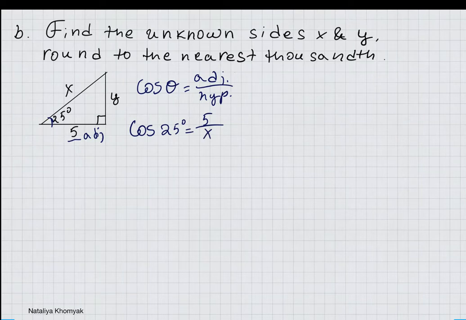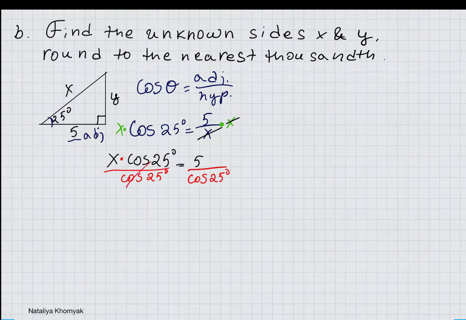So let's get the x out of the denominator by multiplying by x. Whatever you do to one side, you do the same thing to the other side. x and x will cancel. So we have x times cosine 25 degrees equals 5. x is being multiplied by cosine of 25. The opposite is to divide by cosine of 25 degrees. Whatever you do to one side, you want to do the same thing to the other side of the equation. So cosines cancel, and we are left with x equals 5 divided by cosine of 25 degrees.